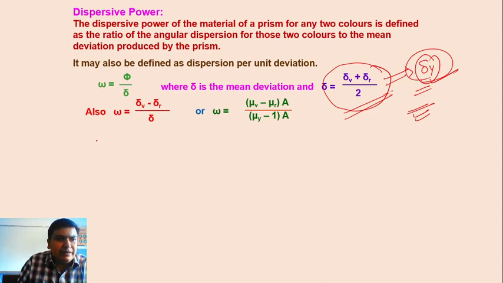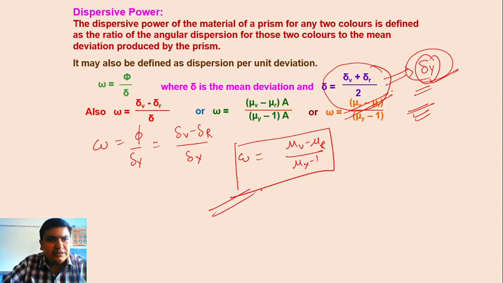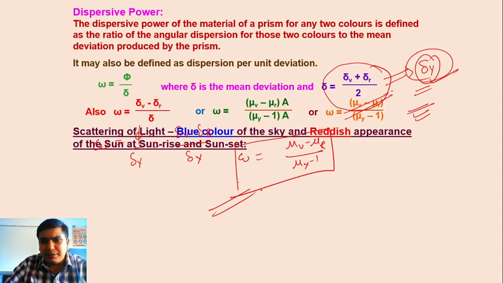So this formula can be written as omega equals phi by delta for yellow color, that is (delta V minus delta R) by delta for yellow. As you know, delta V minus delta R we have already calculated as (mu V minus mu R) times A, and delta for yellow is (mu Y minus 1) times A. Now A and A can be cancelled, and finally omega will be (mu V minus mu R) by (mu Y minus 1). So this is the dispersive power for a prism.